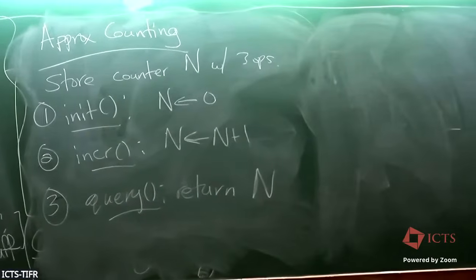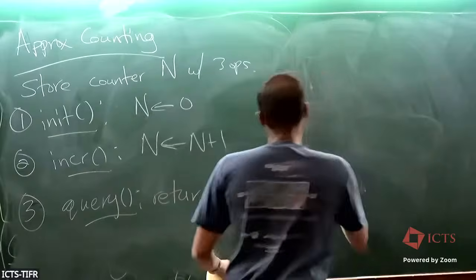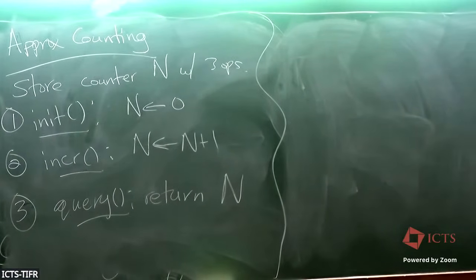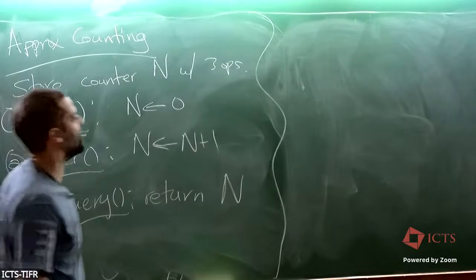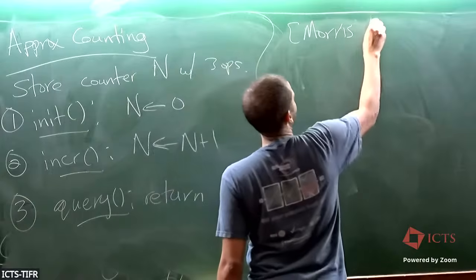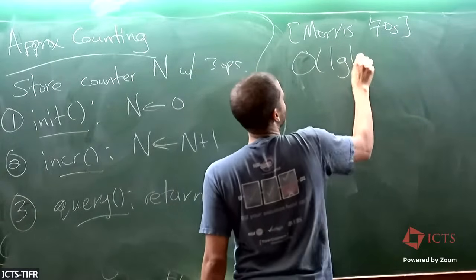Again, we're going to be randomized and we're going to be approximate. The straightforward algorithm, of course, takes log n bits. I'm trying to do better. So Morris, I think it was 1978, it was certainly in the 70s, you can get O of log log n bits.